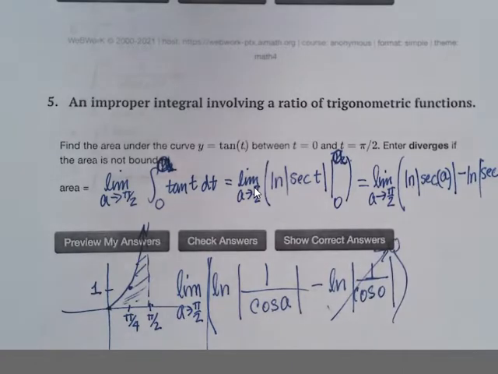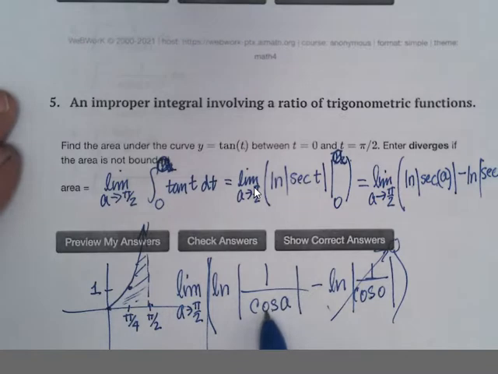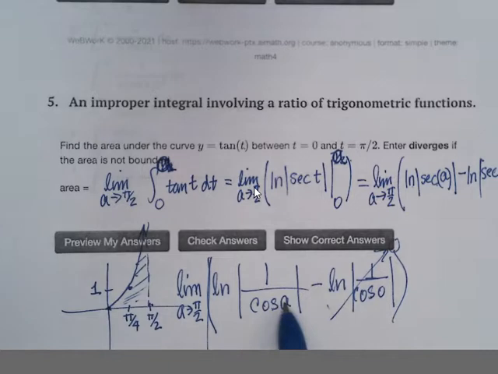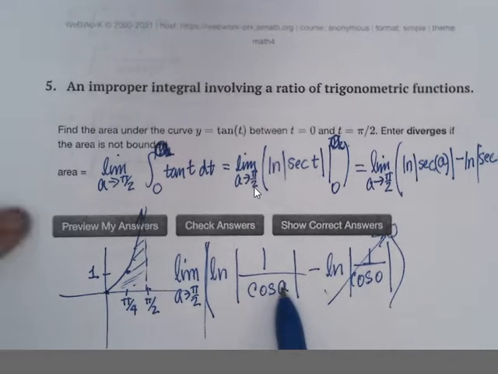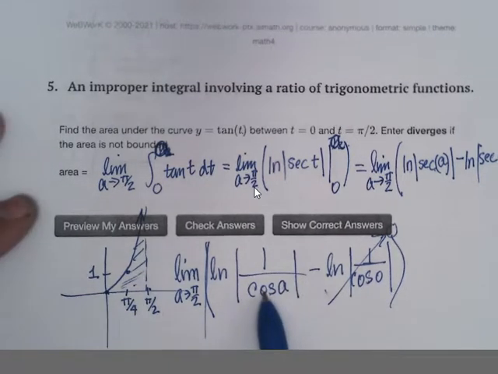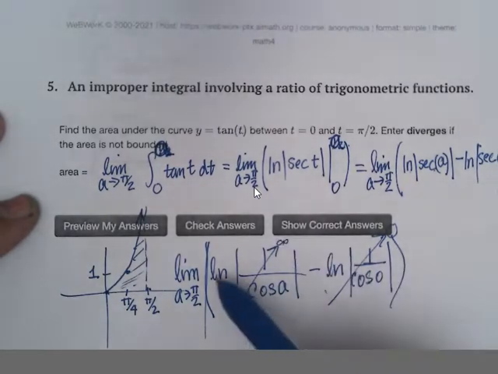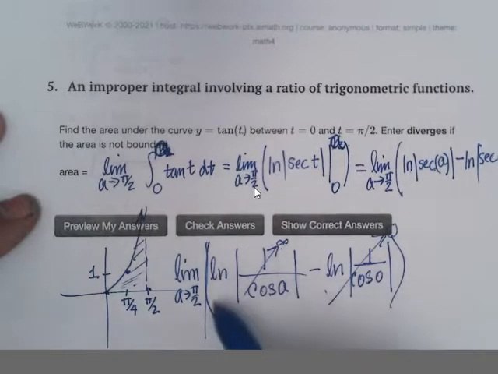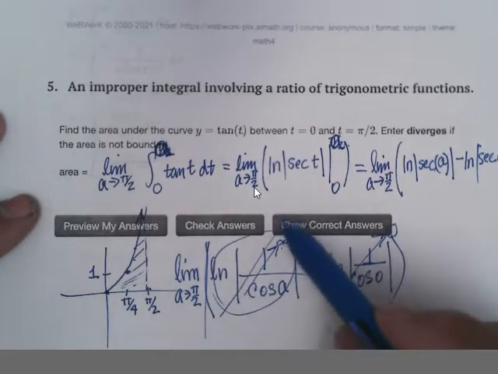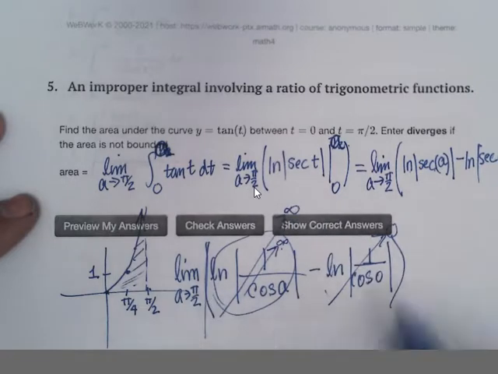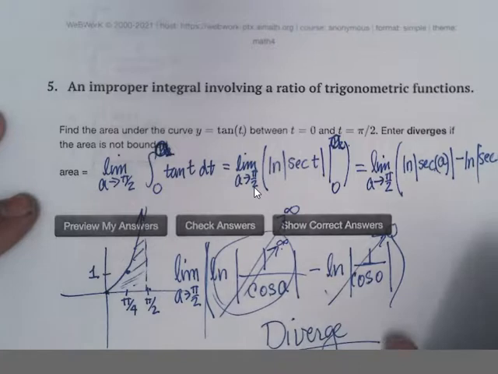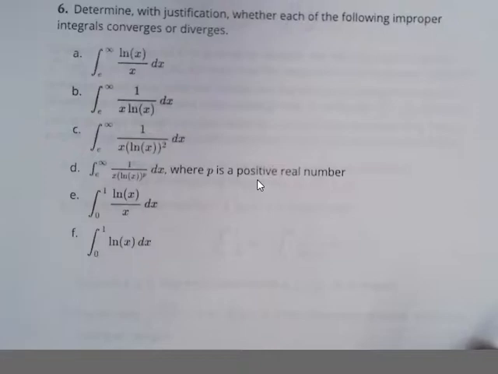That's not a problem. So now we've got to look at this as a goes to pi over 2. Well, cosine of pi over 2 is 0. 1 over 0 is very large. This part goes to infinity. And even if we take the ln of it, this whole part will go to infinity. And so this is going to diverge.